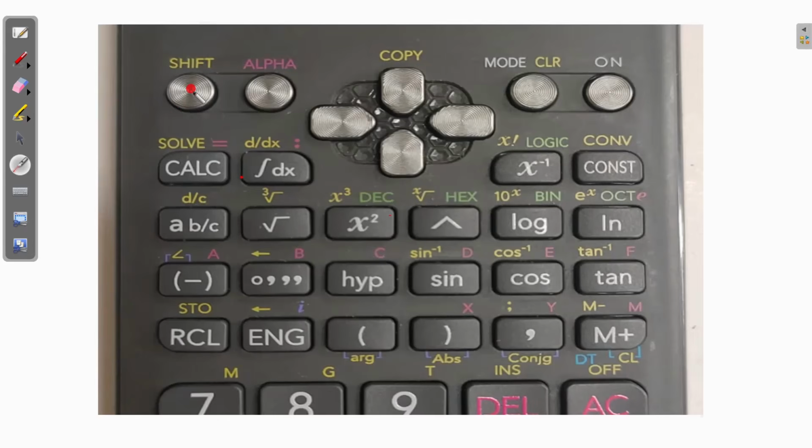We have to use the shift button here to use solve, d by dx, x factorial, and some other matrices, everything, sine inverse, cos inverse, tan inverse. If you want to use the yellow color letters, we have to press the shift button. Similarly, the pink color letters are there. Look at that. Capital A, capital B, capital C, capital D, E, F, X, Y, M. These are all the pink color letters. If you want to use these pink color letters, we have to use alpha. Even this is a small equivalent button also.